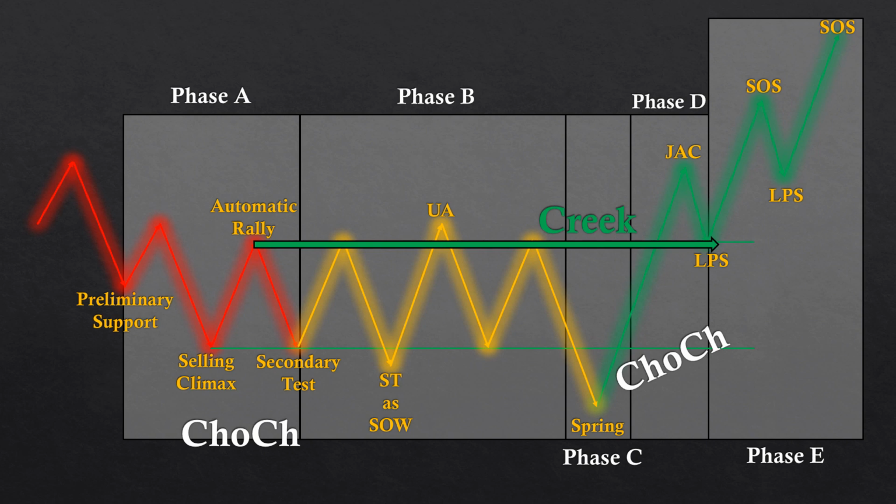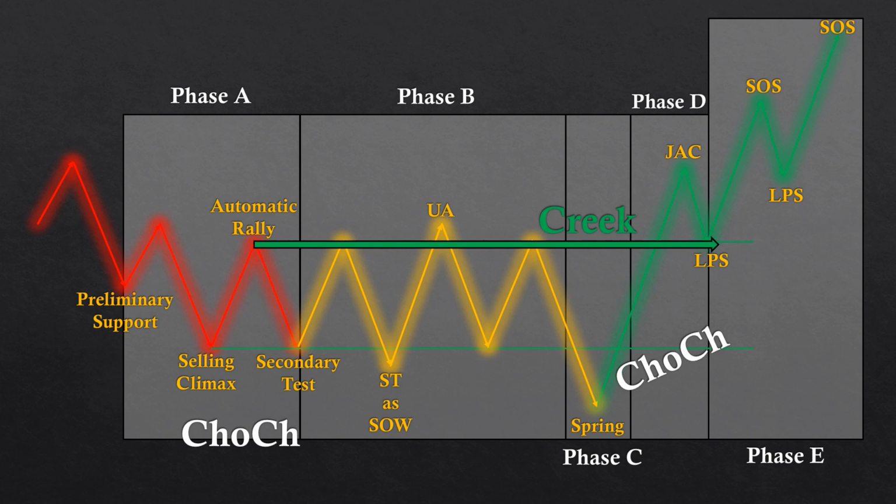Recall that phase A establishes the first change of character. Phase B is the construction of the cause, the sideways movement that precedes the new trend or the effect, as the Wyckoff method calls it. In the case of an accumulation, we have the upthrust action, which is the test of the upper limit of the range established by the peak of the automatic rally, and the secondary test as a sign of weakness, which is the test of the lower limit of the range established by the trough of the selling climax.